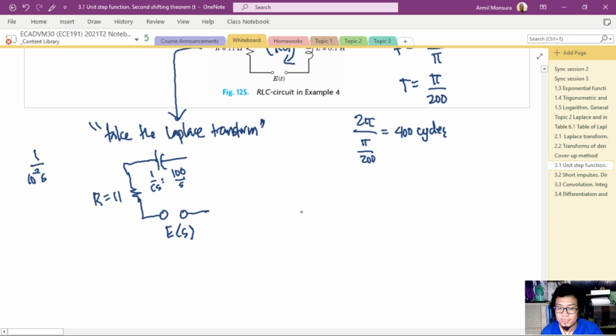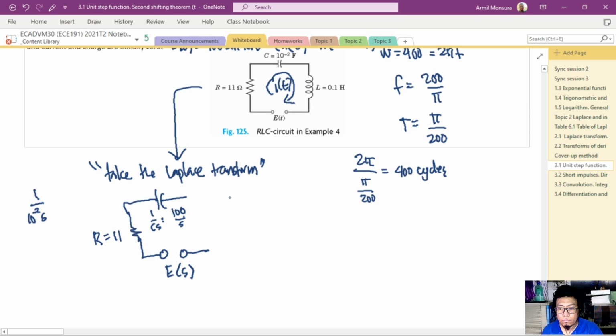So we're going back here. We will have R here, which is 11. And then finally our inductor has an inductance of 0.1 Henry. So we will have this as 0.1. Its impedance is Ls, so we will have it as 0.1 S. And then the current flowing here in your circuit is I of S.